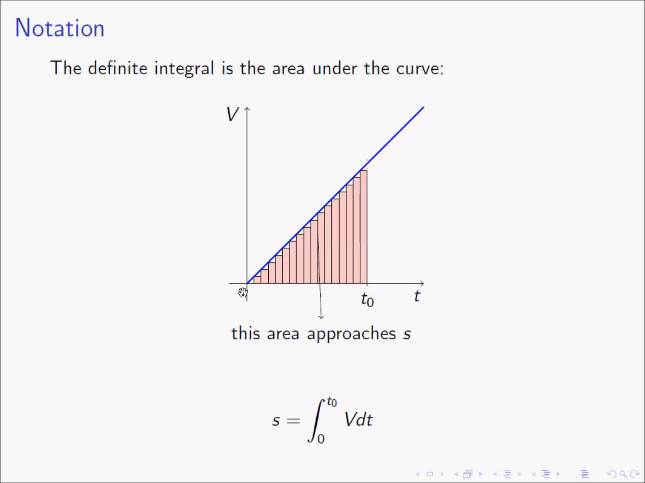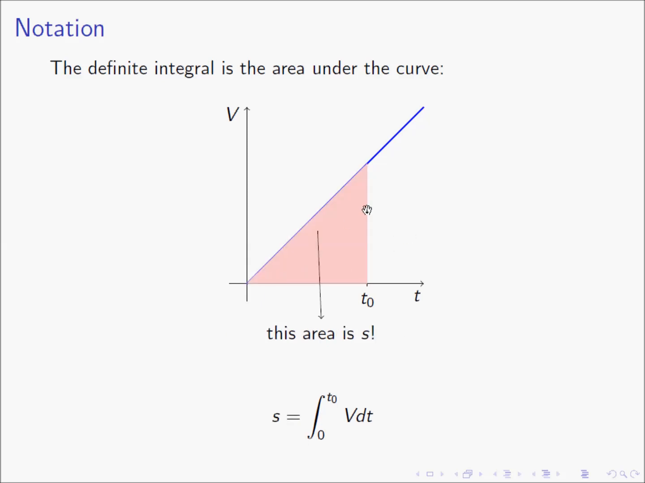So we saw that the sum of the areas of these rectangles approaches the area under the curve, and the area under the curve is given by s. So this is an approximation to s. As you take more and more rectangles, you get better approximations, and when you take the limit as the number of rectangles approaches infinity, you get this pink area here, and this area is s. That is the definite integral of v dt. I forgot to tell you that this is read: definite integral from 0 to t sub 0 of v dt.